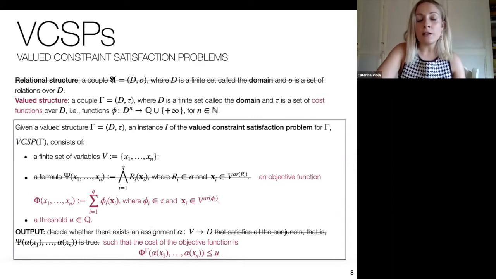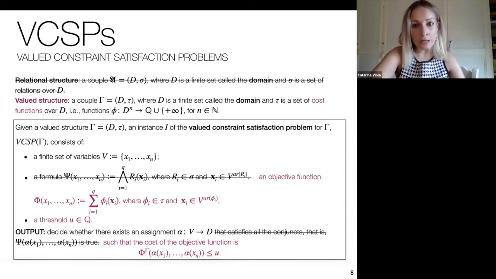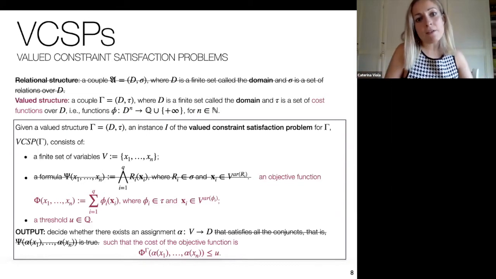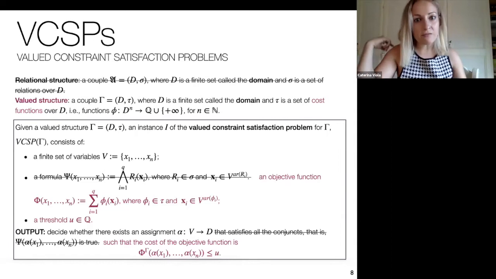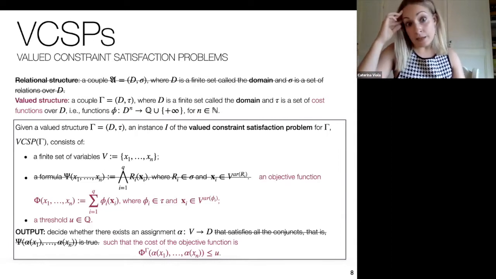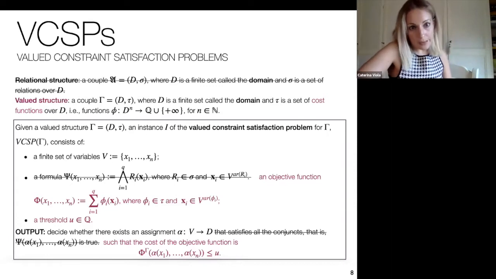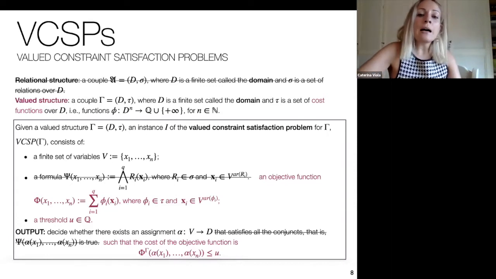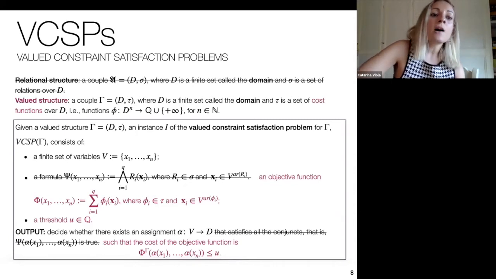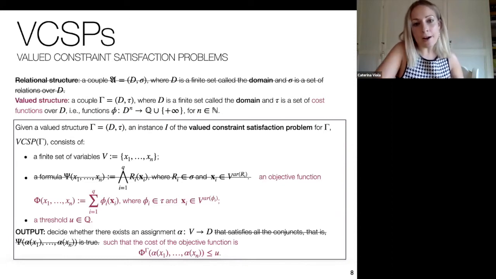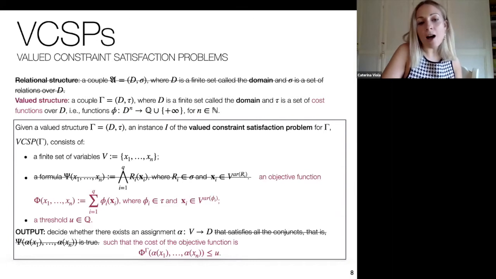These are functions phi from D^n to Q union the set containing the symbol plus infinity, for some n. I mentioned the fact that having phi of x equal plus infinity for a tuple x means that the cost function is not defined on x, that is, the tuple is not in the relation domain. Given a valued structure Gamma = (D, tau), an instance I of the valued constraint satisfaction problem for Gamma, or VCSP(Gamma), consists of a finite set of variables V, an objective function capital Phi, which is given this time as the sum of finitely many cost functions from tau applied to some of the variables from V, and finally we are given a threshold that is a rational number.